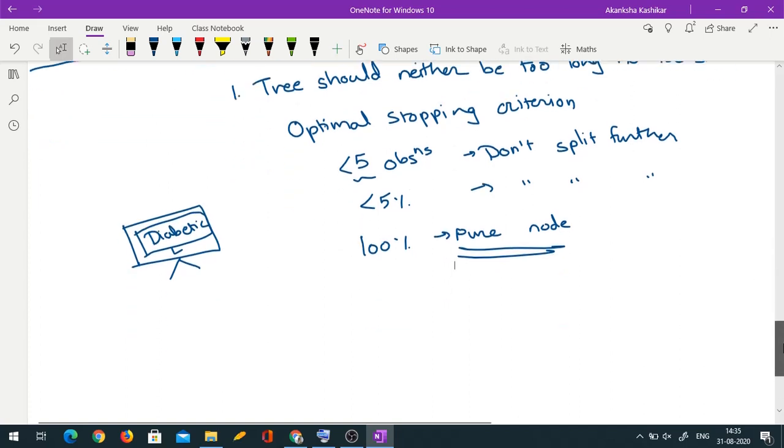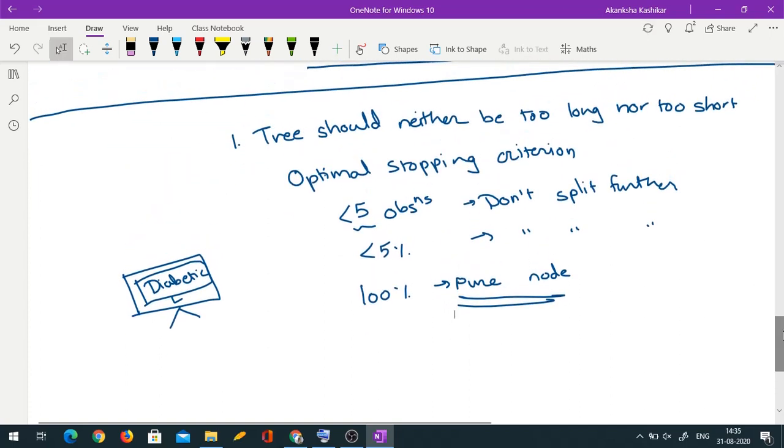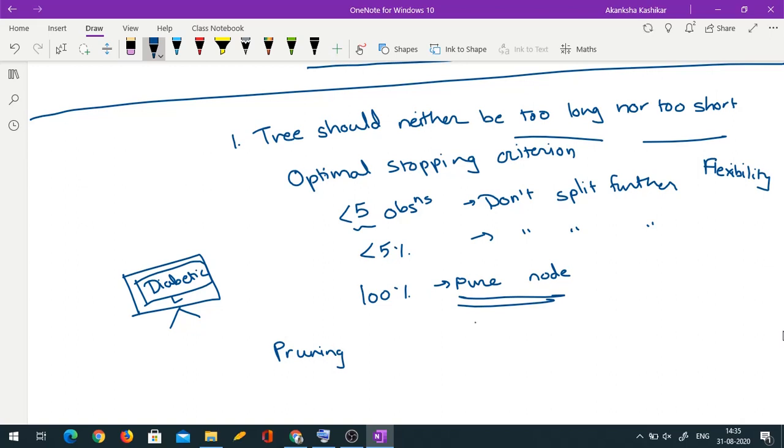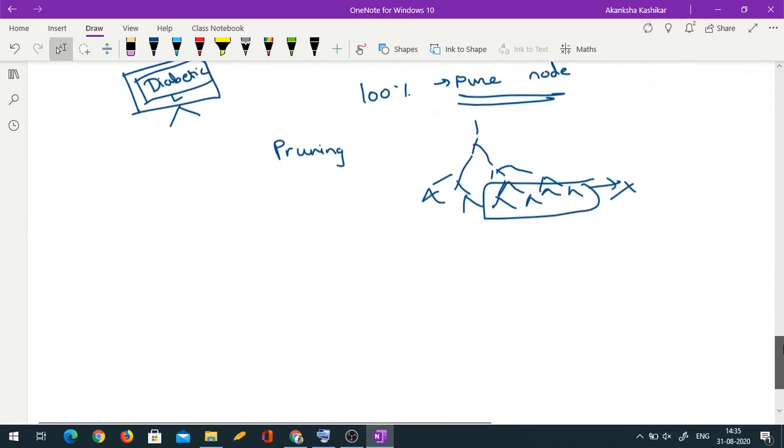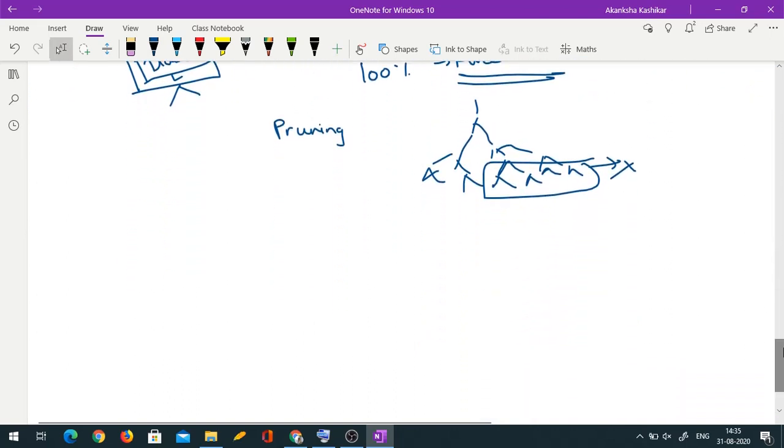So you have to make sure that you don't split unnecessarily, but at the same time, if you stop too early, then your model will be much less flexible. So being too long or too short is again a question of flexibility. There is a concept called pruning of trees. What you do is you let the tree grow and then you prune some extra branches if you feel they are not needed. We will study this also in detail: what is meant by pruning of a tree, what are the criteria for pruning a tree, and so on. That is another thing we need to study.